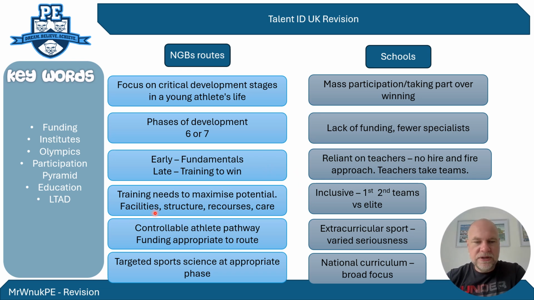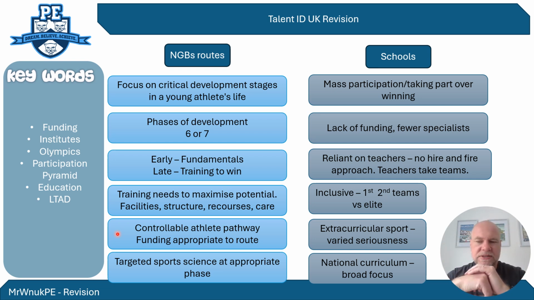Now, what they try to do is maximize training based on the potential of the athletes. So at each level there's a different training need, and they provide facilities, structure, resources, and athlete care at each of those levels. The idea is to control the pathway for that athlete or sports performer as they move up, and they target their funding pools. The national government has a set of money, and they'll put the money at different levels of that pathway as appropriate, depending on their own goals and their own focuses.